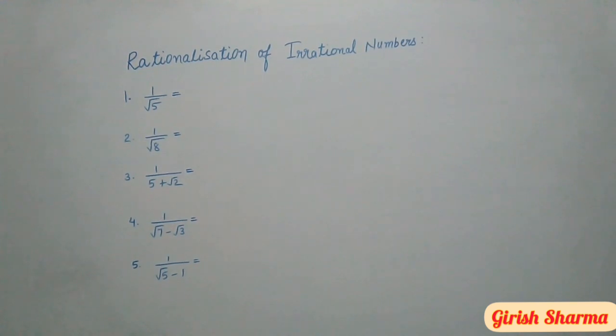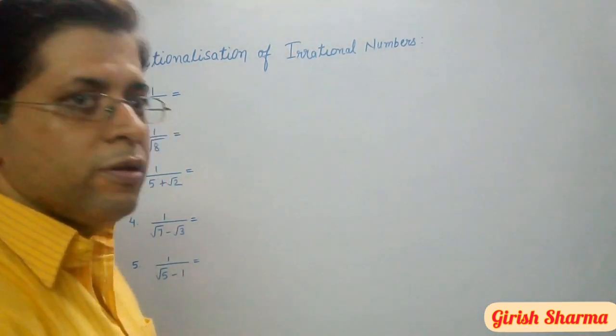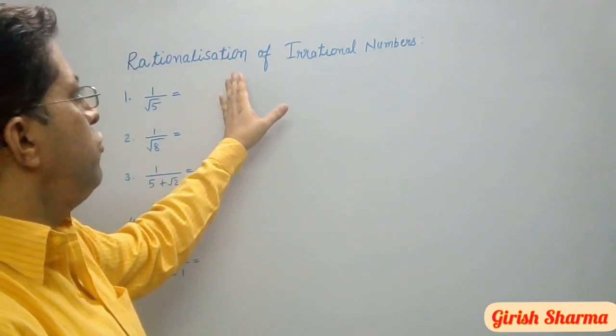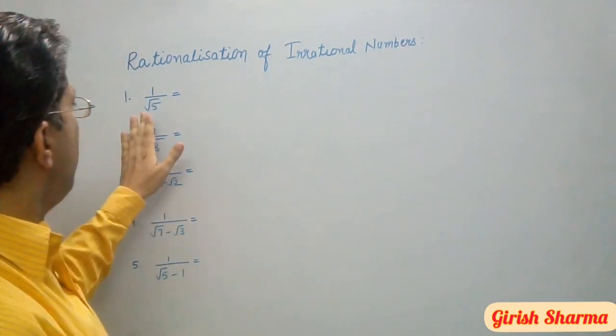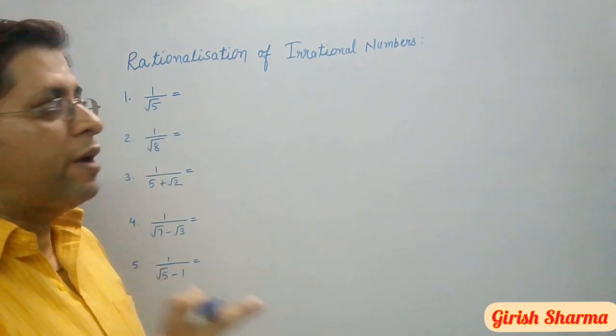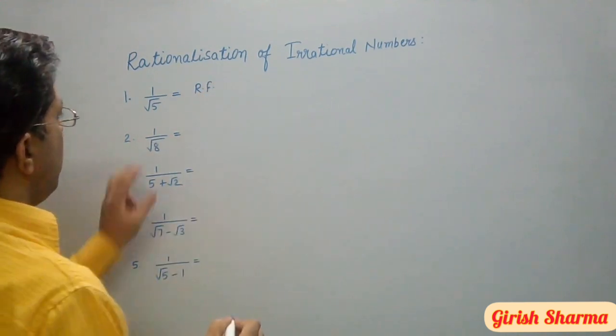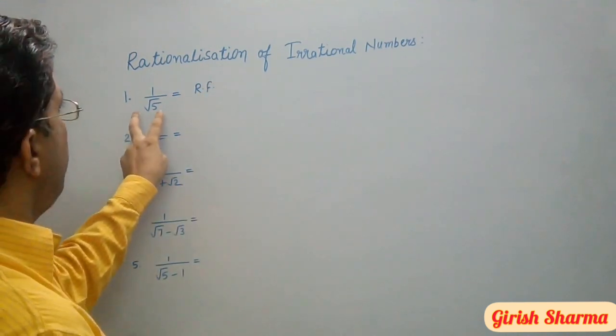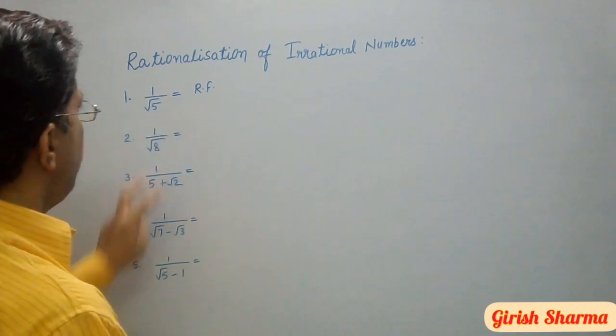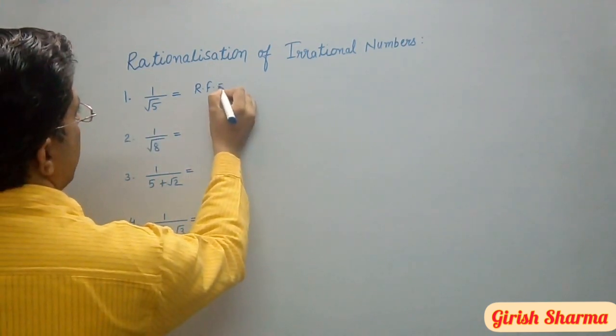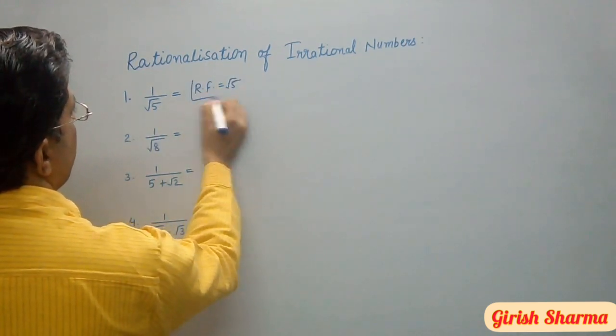Hello students, today we are going to find out the rationalization of irrational numbers. To find the rationalization of an irrational number, first of all you have to find the rationalizing factor. We can say RF. The rationalizing factor of the irrational number is root 5.